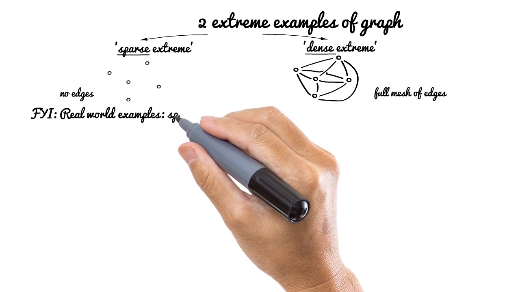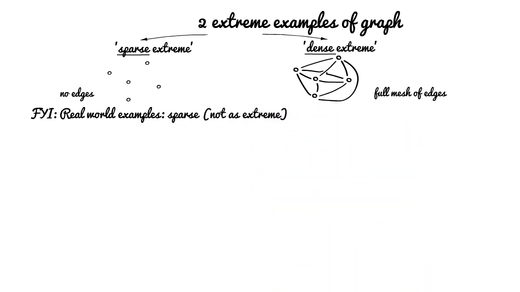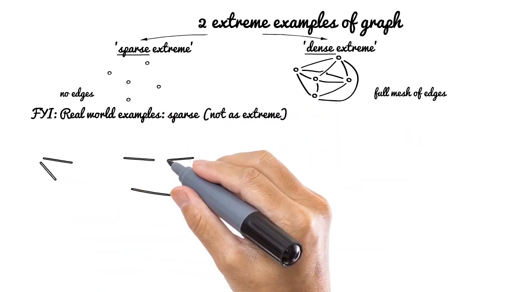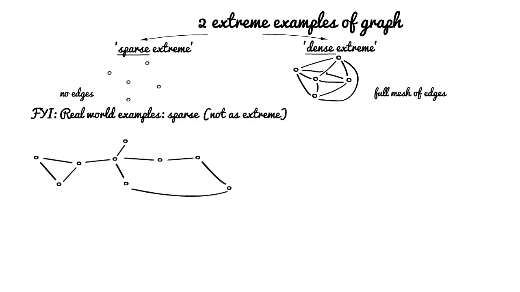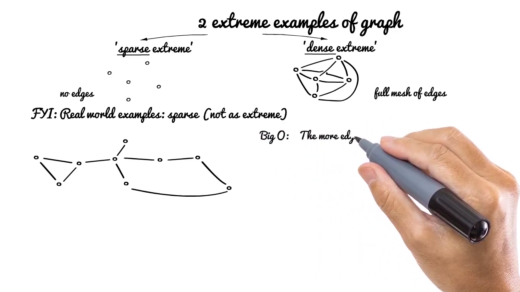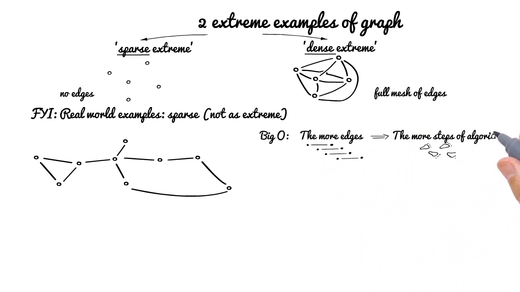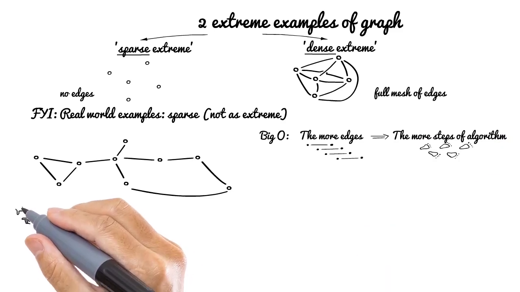Real-world graph examples observed to be sparse. Not as extreme, but still sparse. For example, no need to connect each city to each other city by road. Some of cities might be just transit cities, connecting others indirectly. From order of growth runtime algorithm perspective, in general, the more edges in the graph, the more steps of algorithms to be executed. Here is another useful term.